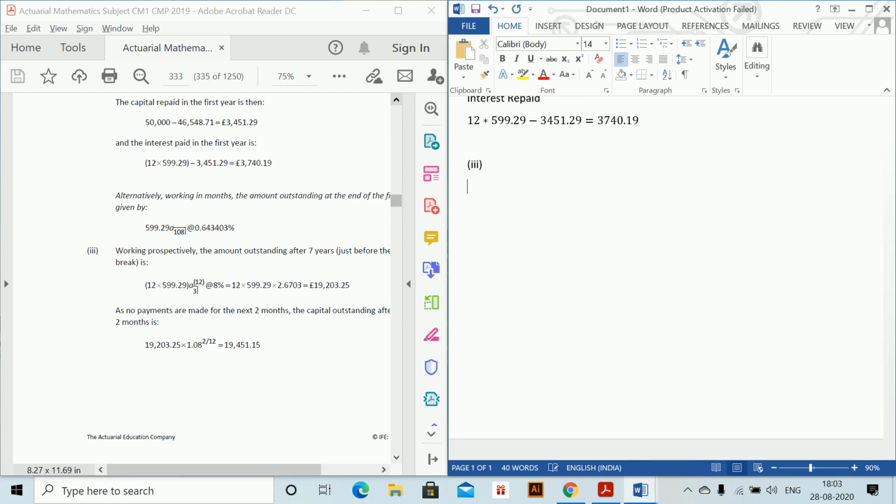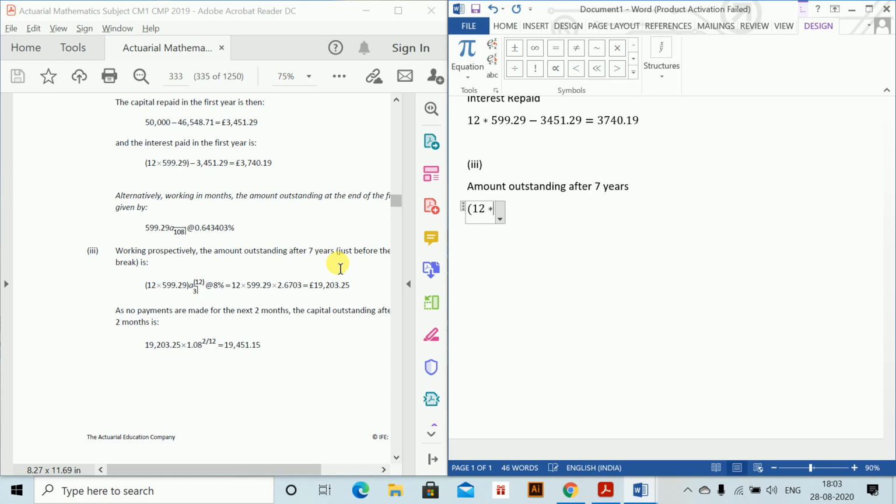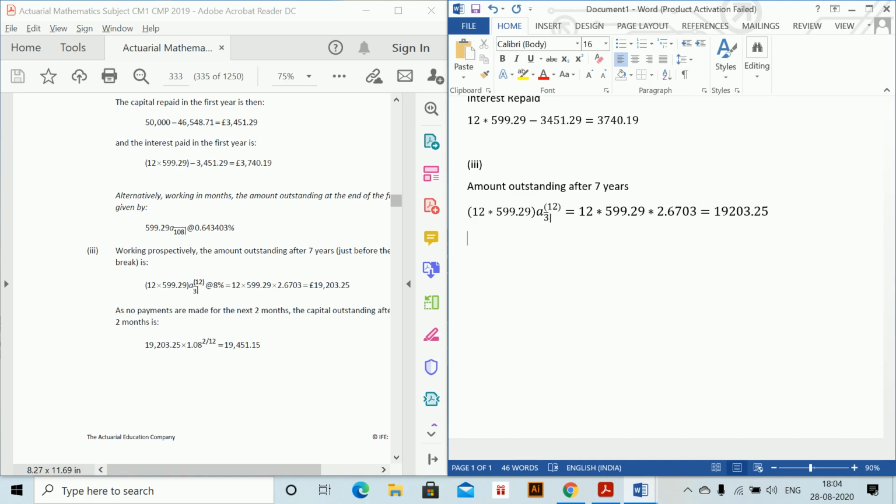So now part 3. For part 3, the amount outstanding after 7 years is equal to 12 into 599.29 Alt Shift B, and then remaining years is 3, to the power 12, and then this is equal to 12 into 599.29 into 2.6703, which is equal to 19203.25.